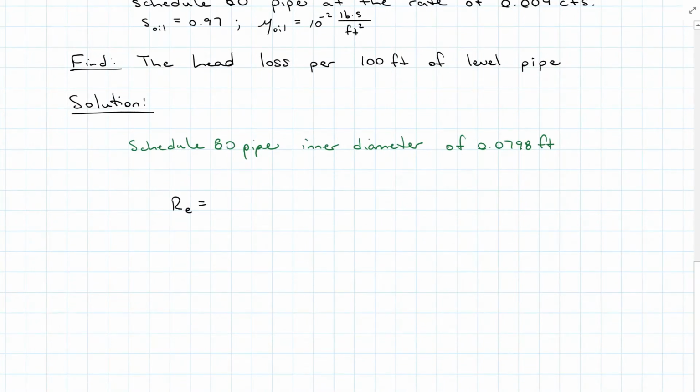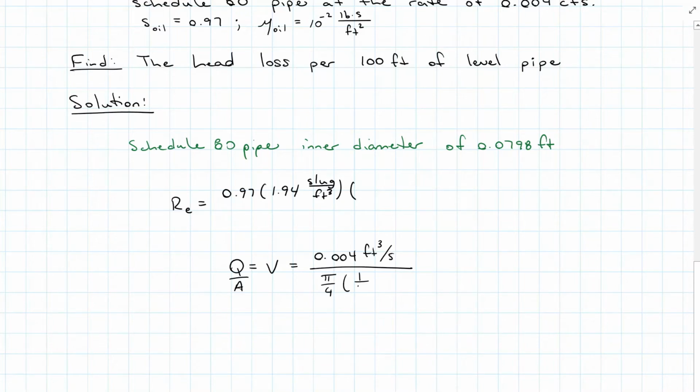Reynolds number is equal to, okay, density, 0.97 times 1.94 slugs per cubic foot, times velocity. I don't have velocity, but I have flow rate. And assuming incompressible, we have Q divided by A is going to be our velocity. So that'll be 0.004 cubic feet per second all over pi over 4 times 1 divided by 12 feet squared. And that will give us a velocity of 0.8 feet per second. So 0.8 feet per second. And then diameter, 0.0798 feet.